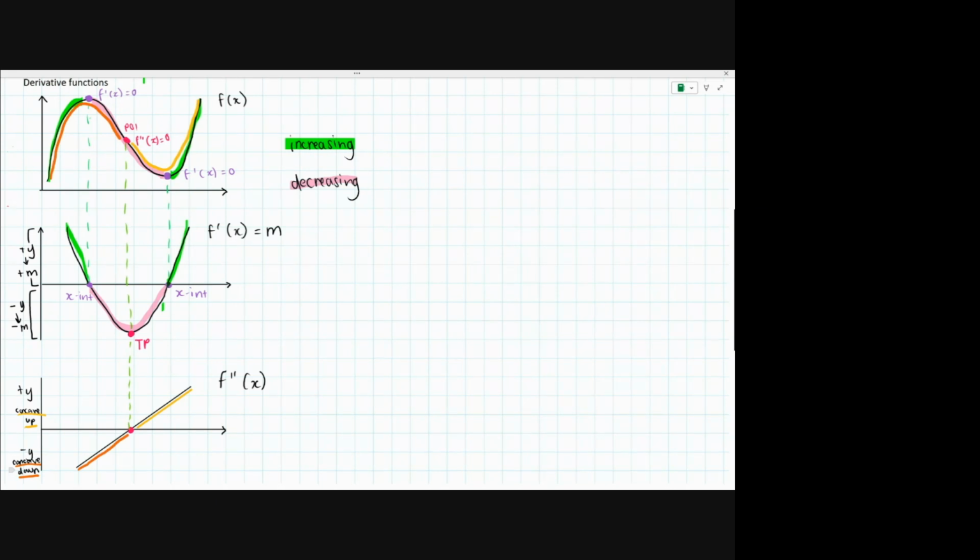Hi, ma'am. If the graph was first decreasing, then increasing, would the parabola now be like a frown? And the linear graph would be like the other way around, so going down, basically. Exactly. So I can quickly draw that.